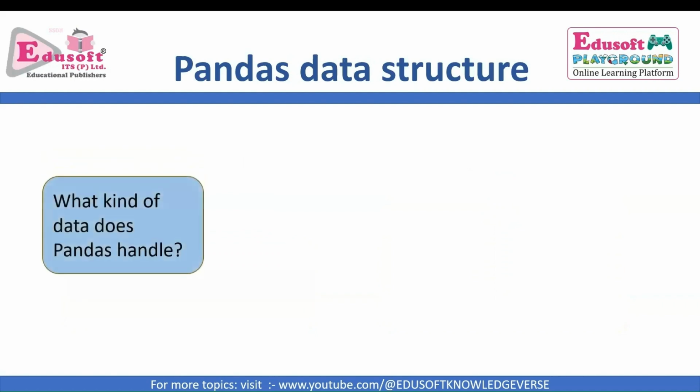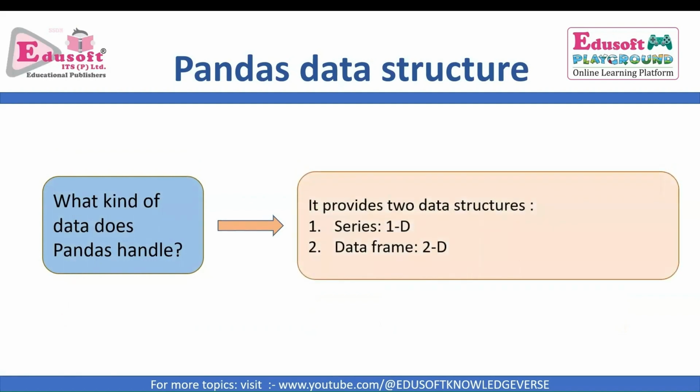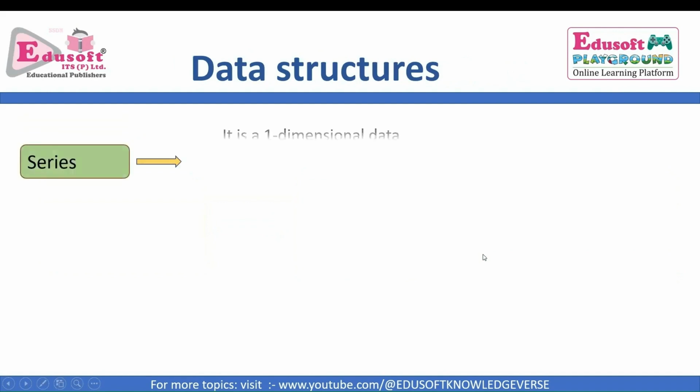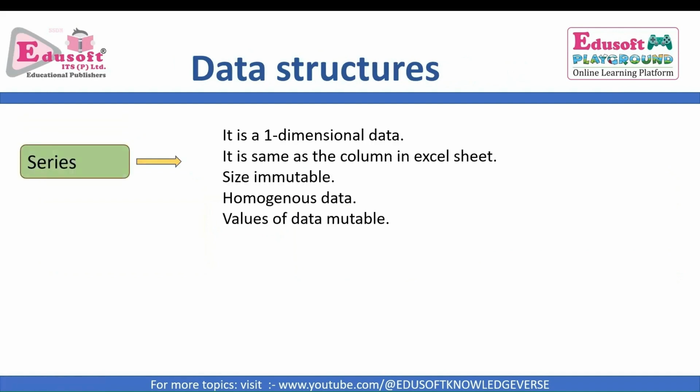Now, Pandas data structures. What kind of data does Pandas handle? Pandas generally handles two types of data. It provides two data structures. Number one is Series. Number two is DataFrame. You can see over here, Series is one-dimensional data and DataFrame is two-dimensional data. Coming to Series, it is one-dimensional data. It is the same as a column in an Excel sheet. You have already seen Excel sheets. They have both rows and columns. Series is the same as a column in an Excel sheet.